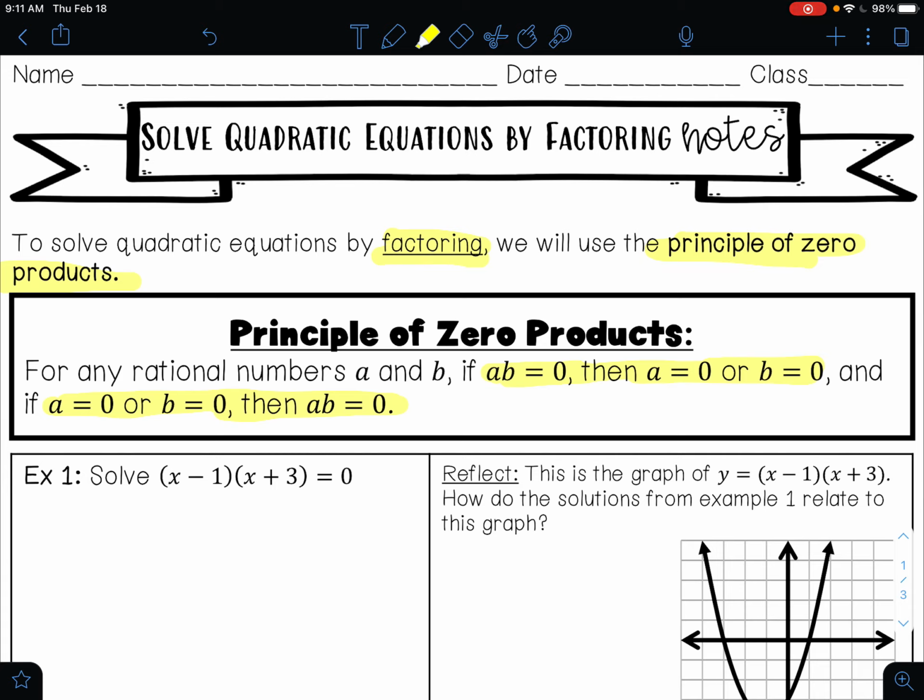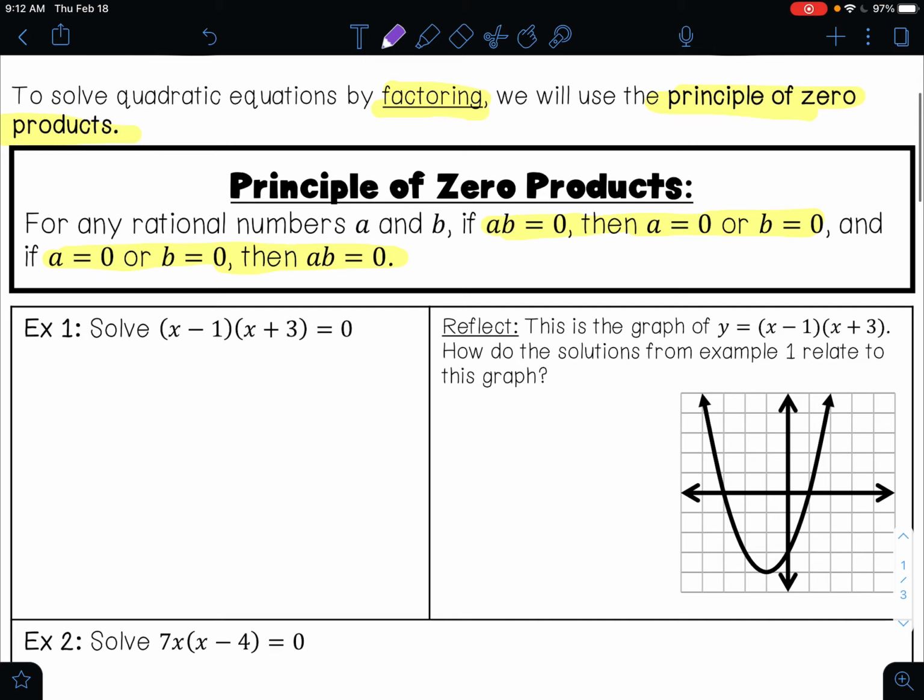All this is saying is something you already know. If you have two numbers and one of them is 0 and you multiply them together, the product will be 0. So for example, 5 times 0 is 0. 0 times 20 is 0. Negative 1,000,000 times 0 is 0. So if you have two expressions and you multiply them together and you get 0, then one of them must be 0. And it's important because we're going to be using that today to solve quadratic equations.